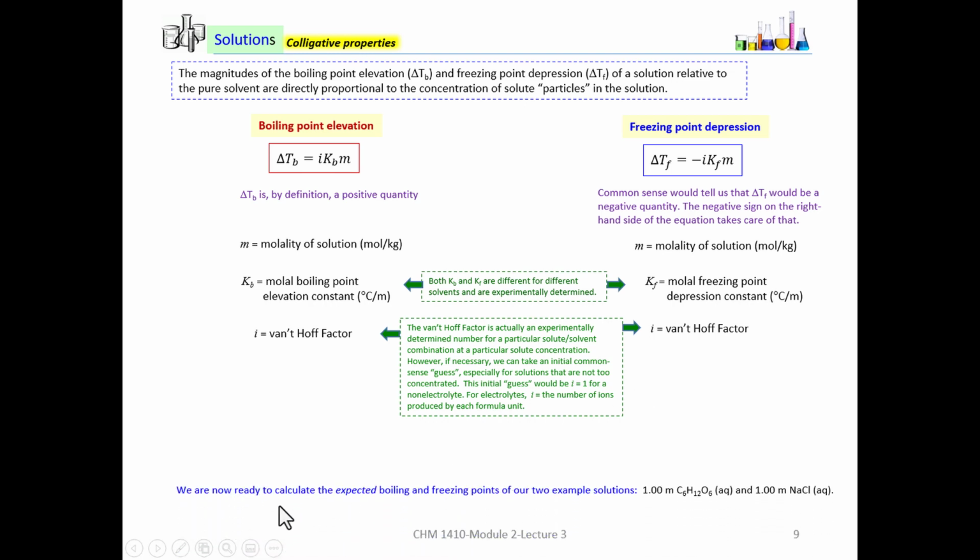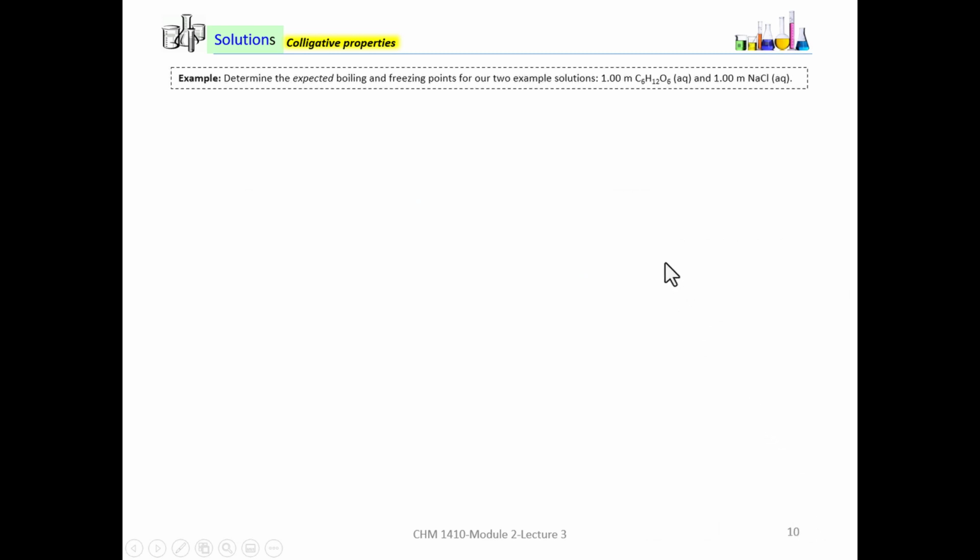So we are now ready to calculate what we would call the expected boiling and freezing points of our two example solutions, 1 molal glucose and 1 molal sodium chloride. So let's start our determination of the expected boiling and freezing points for our two example solutions by talking about our 1 molal glucose solution.